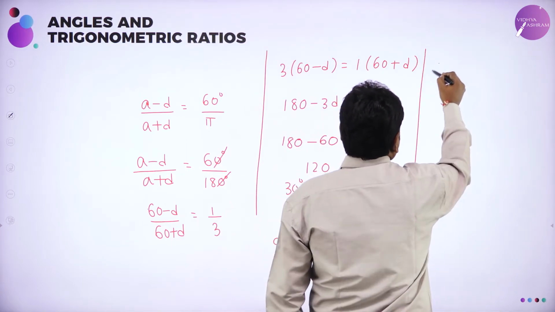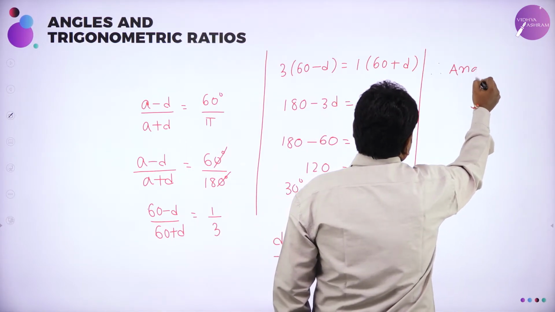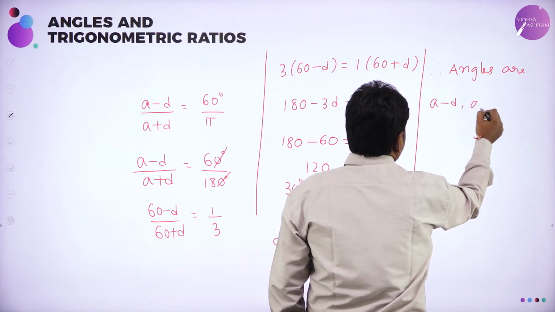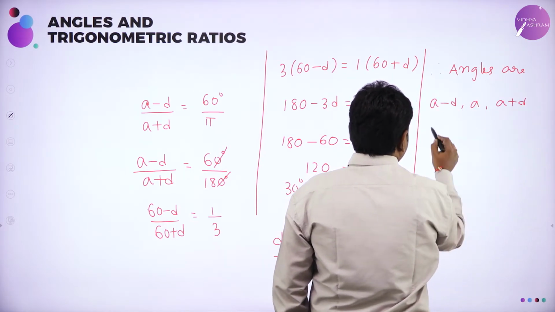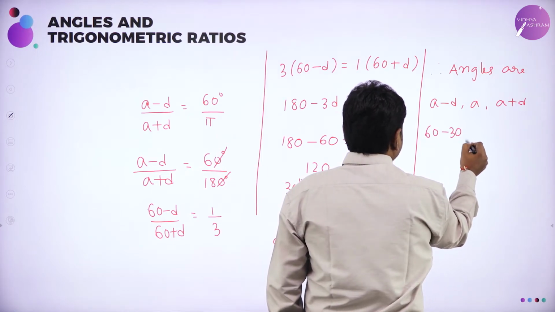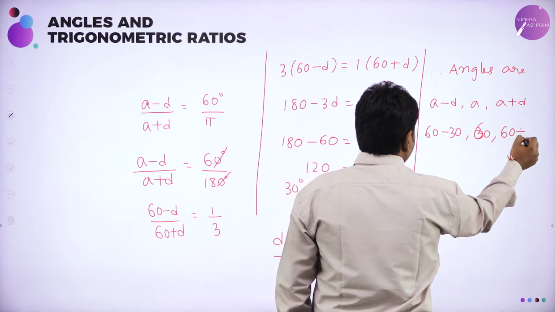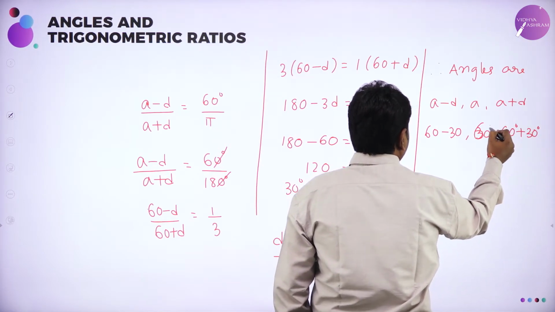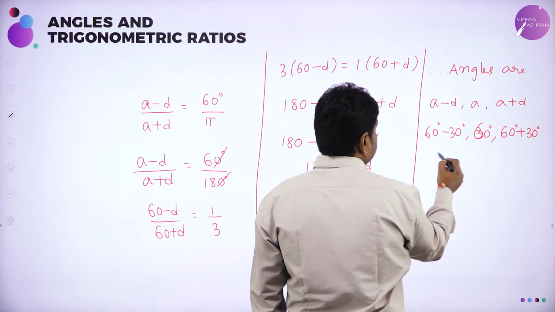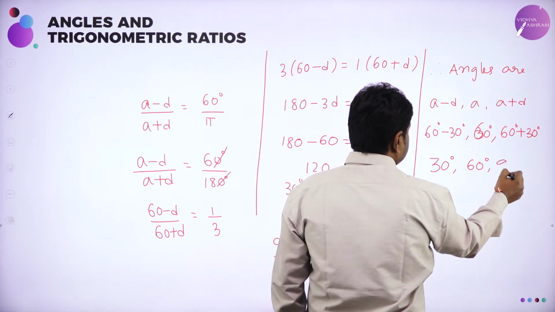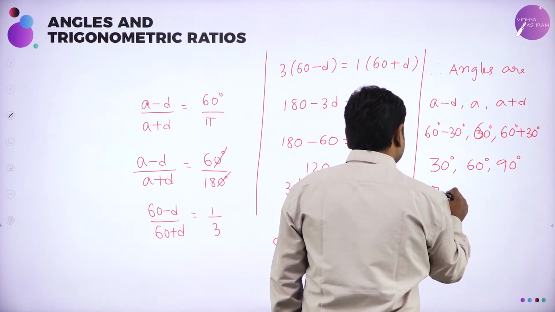So therefore the angles are, what are the angles we assume? A minus D, A plus D. What is A? 60. 60 minus 30, 30 degrees, sorry, 60 degrees, and 60 plus 30 degrees. Substituting the A value and D value: 60 minus 30 is 30 degrees, then this is 60 degrees, and this is 90 degrees. These are the angles. That's it.